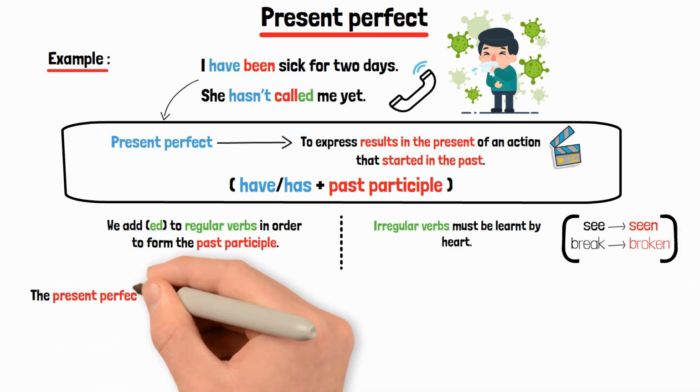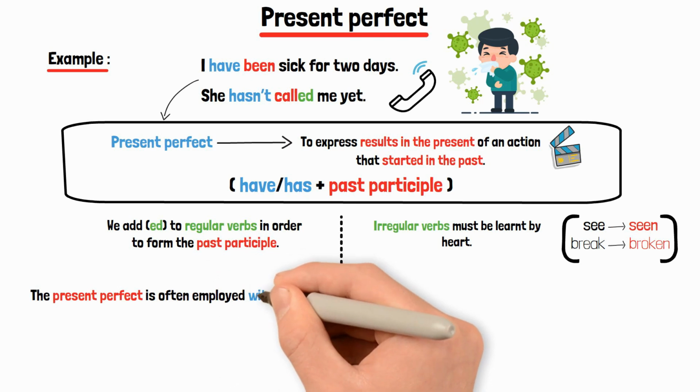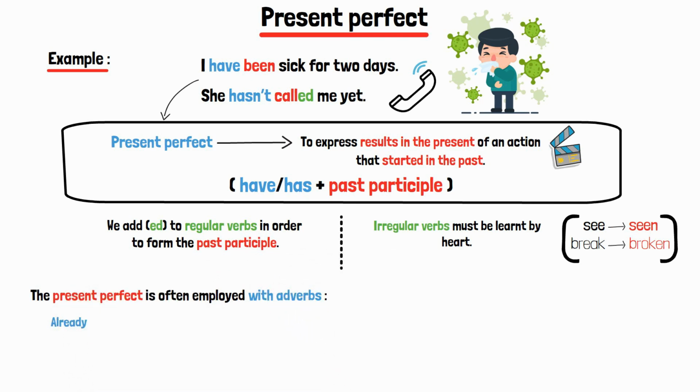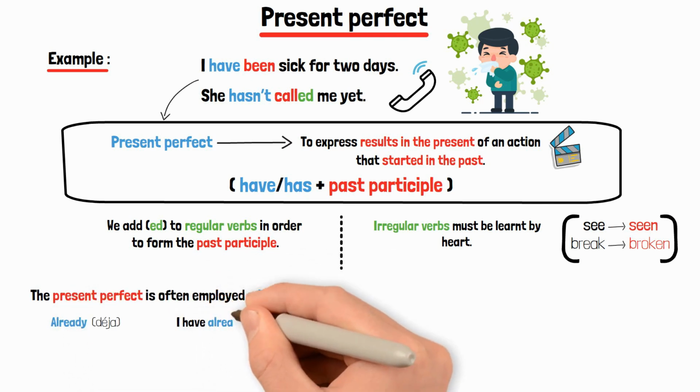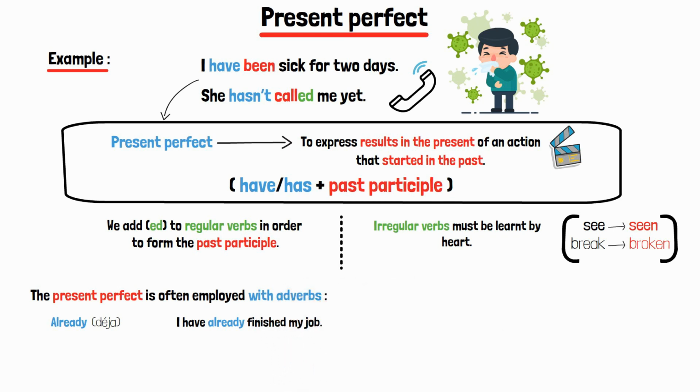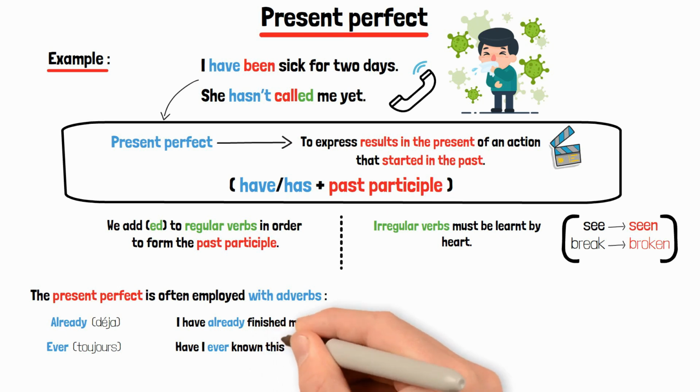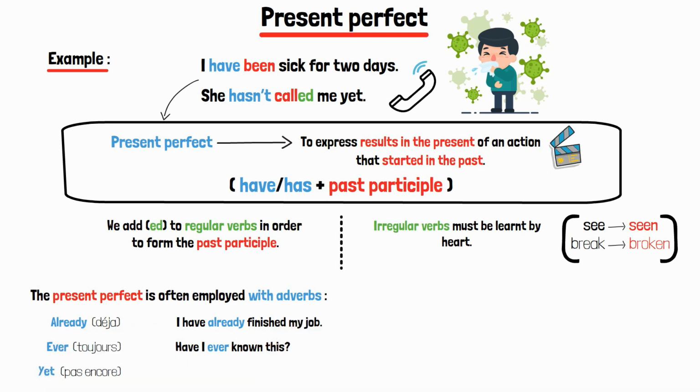The present perfect is often employed with adverbs like already. I have already finished my job. Ever. Have I ever known this? Yet. She hasn't called yet.